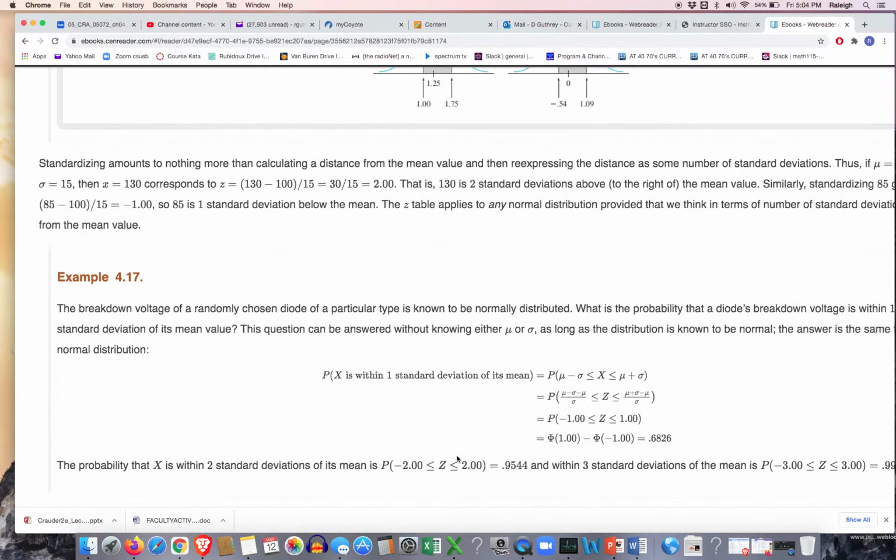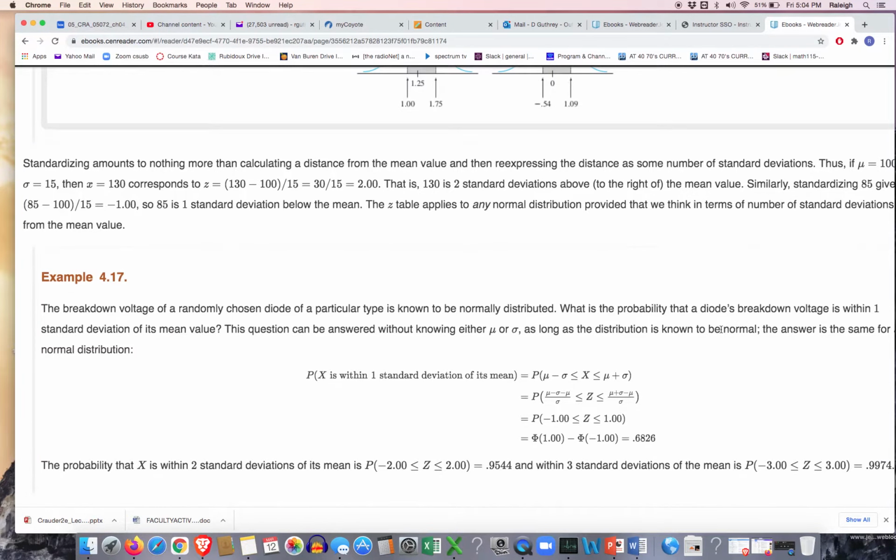Okay, here's another example. The breakdown voltage of a randomly chosen diode of a particular type is known to be normal. What's the probability that a diode's breakdown voltage is within 1 standard deviation of the mean value? Whenever they say within, they're talking about plus and minus that number. They could even use absolute value. Z, absolute value, is less than or equal to 1, is the same thing, of course, as between negative 1 and 1. And as we know, with a continuous distribution, we don't care if we use the less than sign or less than or equal. It just doesn't matter. Your book does, however, like to use the less than or equal sign. I've seen several books that just use less than, but that does not matter because this is a continuous distribution. You know the area of a line is 0.